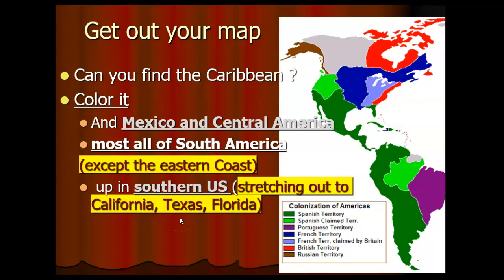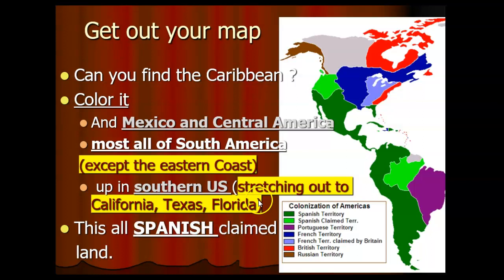So when you're done coloring the Caribbean, Mexico, Central America, and most of South America, your map should look something like this, okay? The reason we did all that is so we could show you that this is all the Spanish claimed land in the Western Hemisphere.